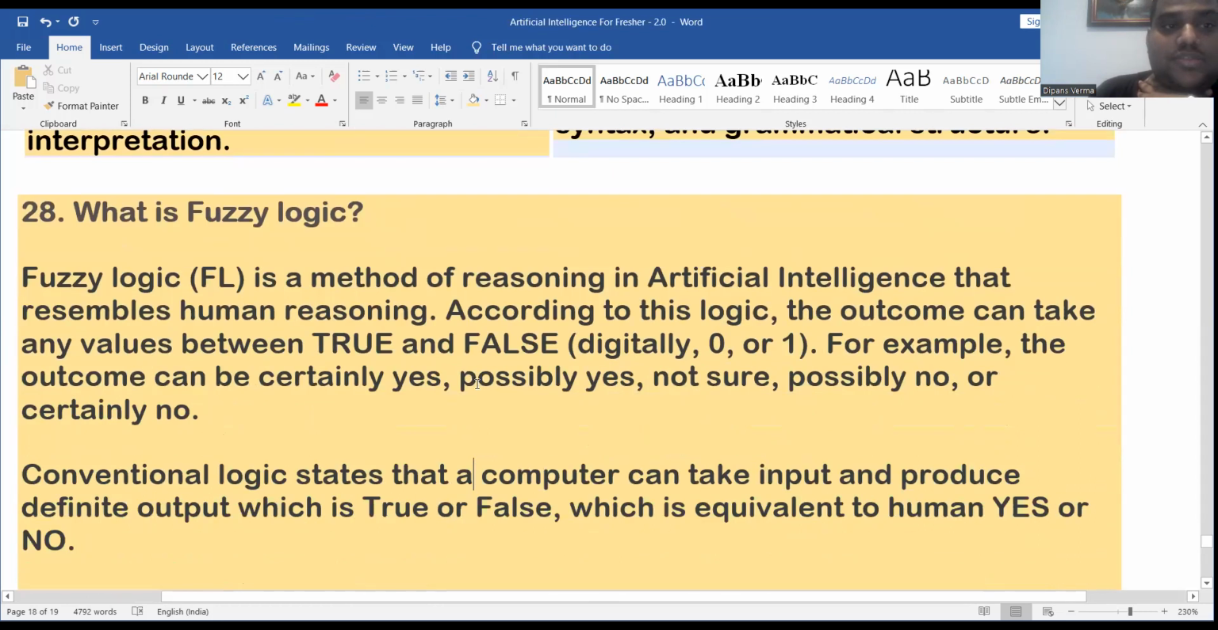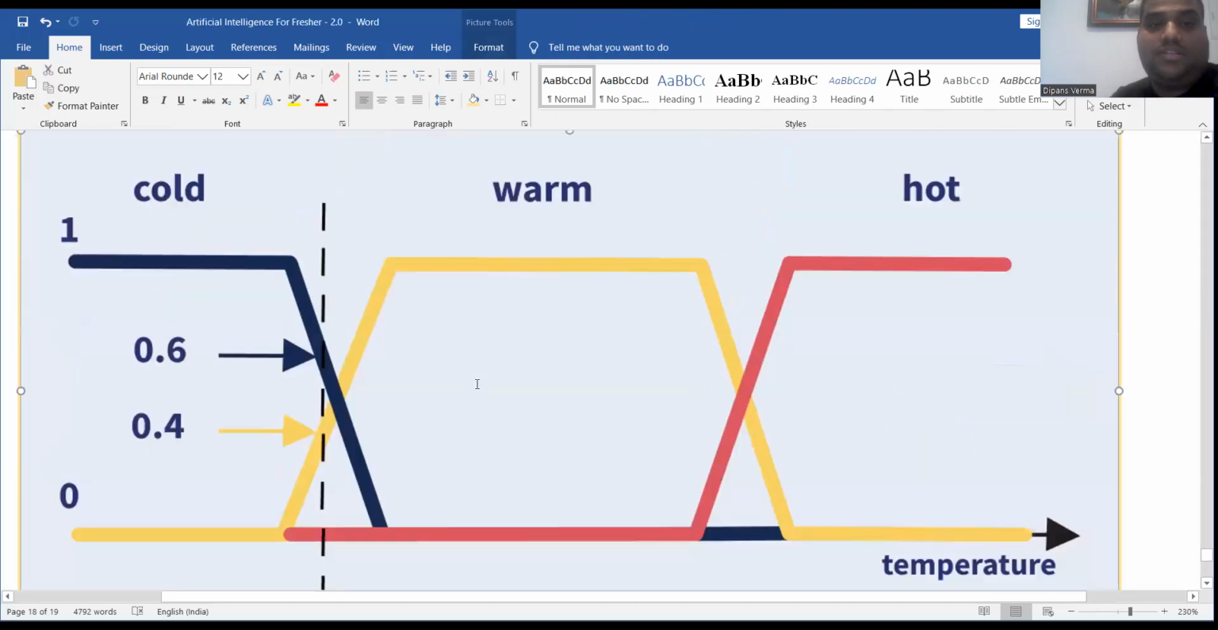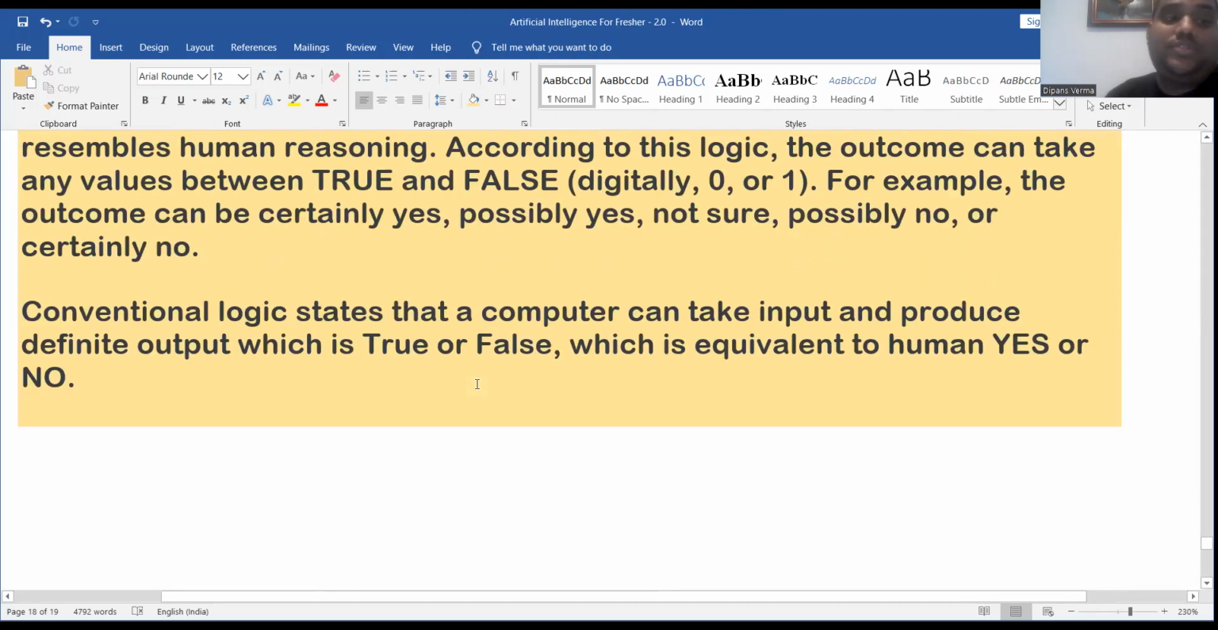What is fuzzy logic? This is the last question of our presentation. Fuzzy logic is a method of reasoning with artificial intelligence that resembles simple human reasoning. According to this logic, the outcome can take any values between true and false, that is, between 0 and 1. For example, the outcome can be certainly yes, possibly yes, no, or certainly no. Conventional logic states that a computer can take input and produce a definite output, which is true or false, equivalent to yes or no.